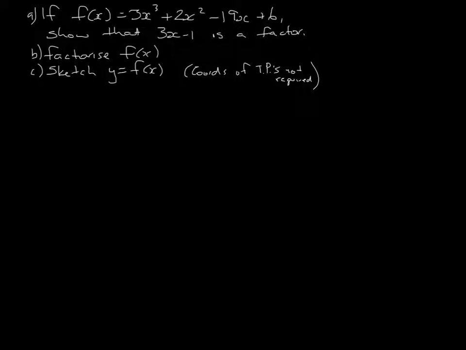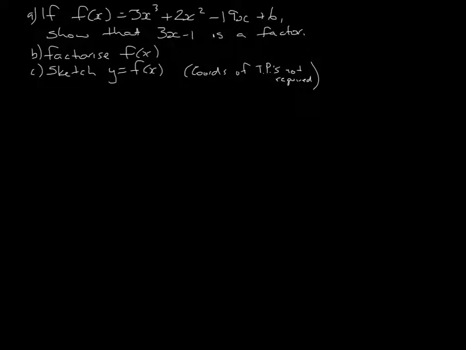If we have f of x is equal to 3x cubed plus 2x squared minus 19x plus 6, A, show that 3x minus 1 is a factor, B, factorise f of x, and C, sketch the graph of y is equal to f of x. And we don't need to worry about the coordinates of the turning point in this particular question.